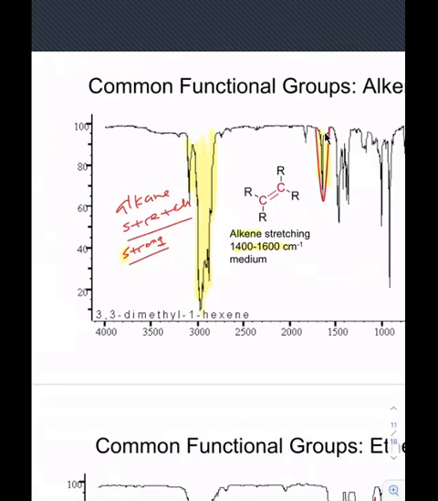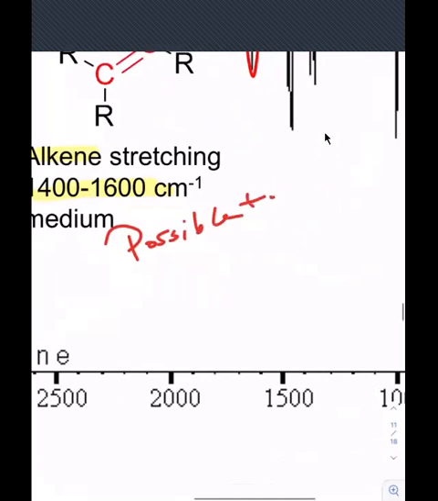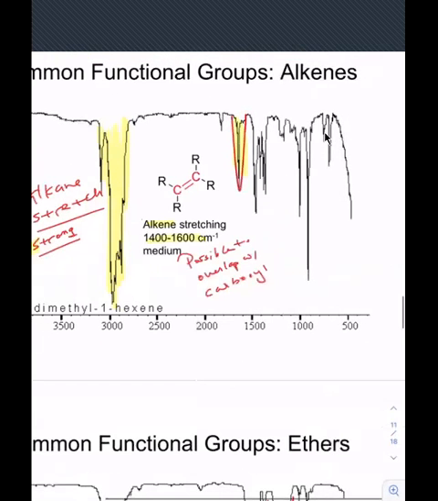1600. And as you can imagine, if it's closer to 1600 and there's a carbonyl present, it's quite possible that the carbonyl and the alkene stretch could overlap. So again, you cannot determine the structure. You can only determine what functional groups are present. And sometimes signals overlap. You can't see one or the other because they absorb in the same region.